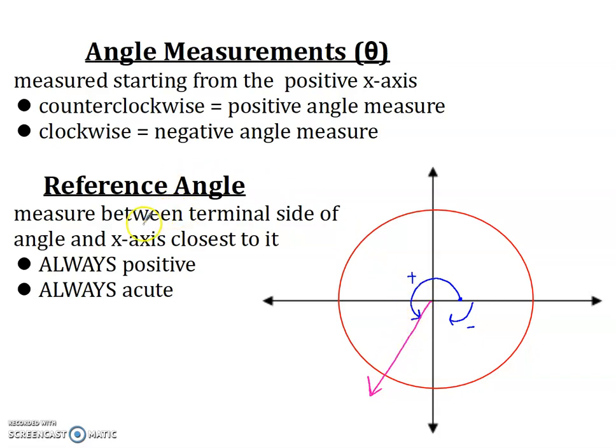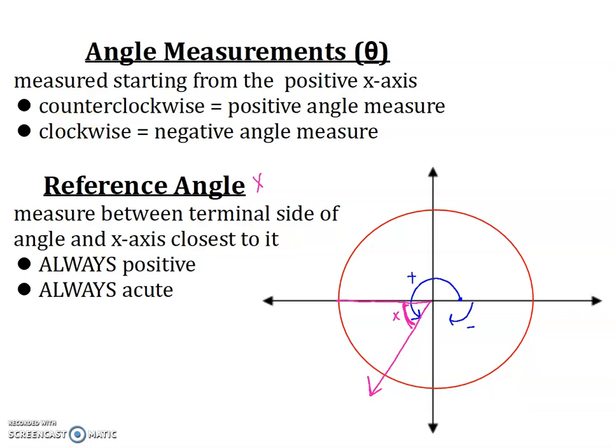So what the reference angle is, it's the measure between the terminal side of the angle and the x-axis closest to it, which would be this x-axis right here. So this angle right here, that's our reference angle. I'm going to call it x in this picture. It is always positive and it's always acute. So a reference angle doesn't have a direction. So even if I give you a negative angle measurement, you would rotate in the clockwise direction, but that reference angle will always be positive.